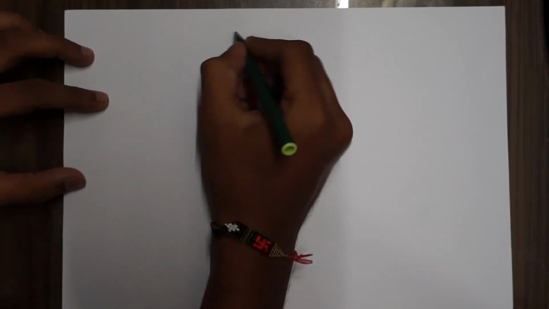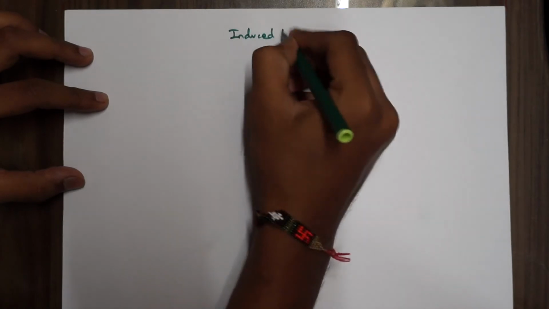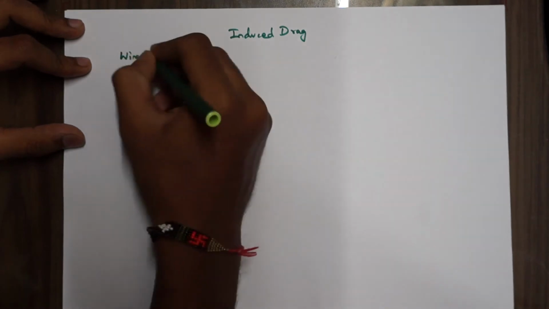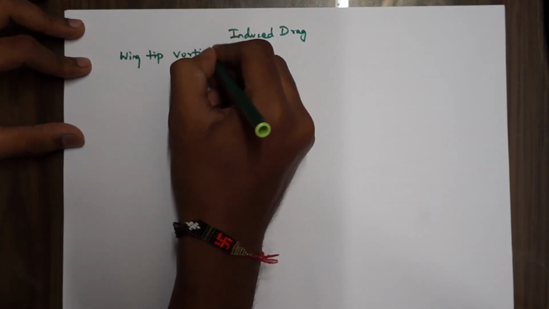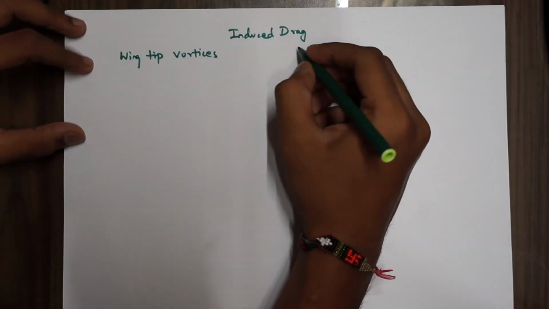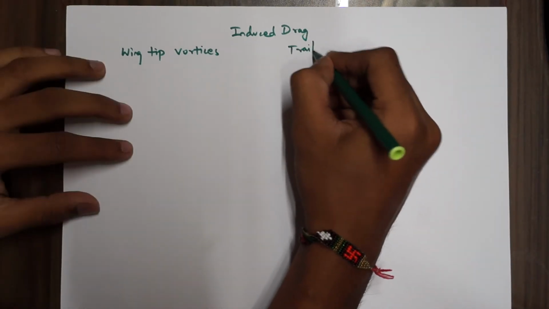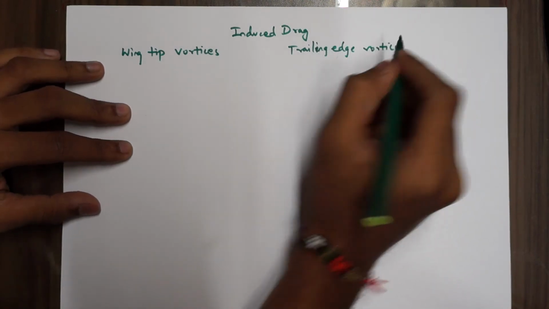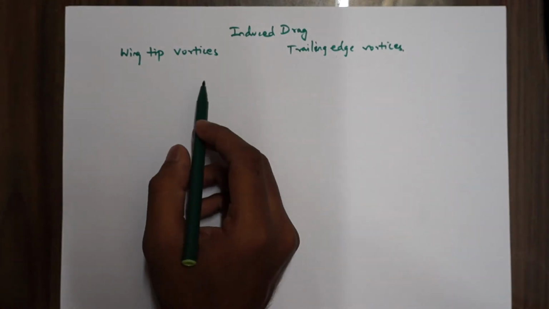Alright, so now we'll discuss induced drag, which we had discussed in the earlier video. We'll just do a quick recap. Induced drag is due to the wingtip vortices and trailing edge vortices. Please refer to the previous videos for more details about it. I'll just read out so that it's a recap.